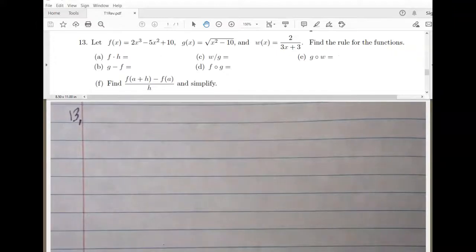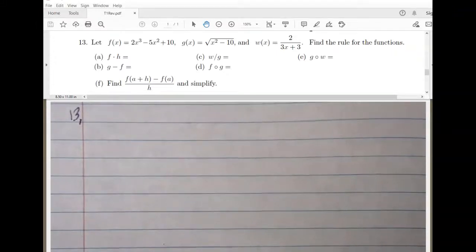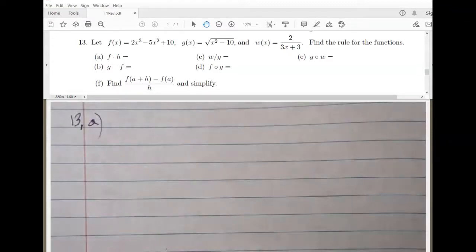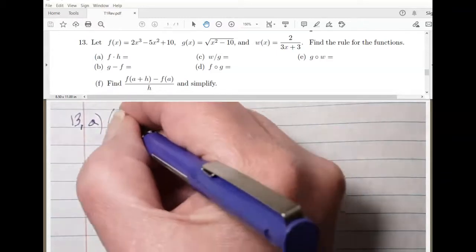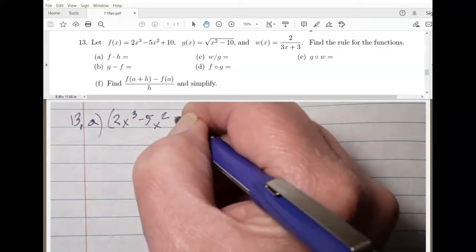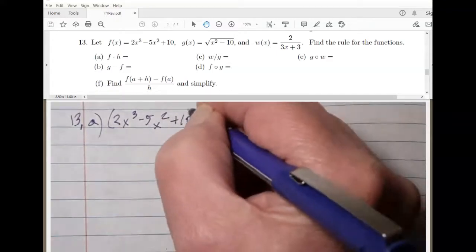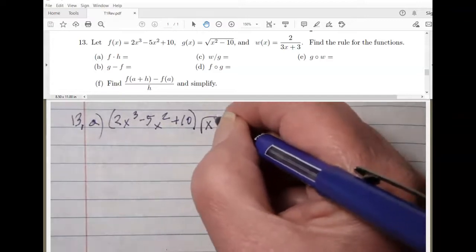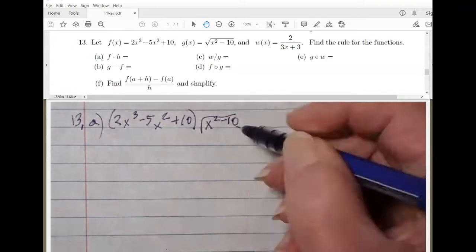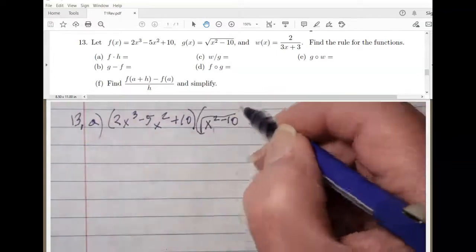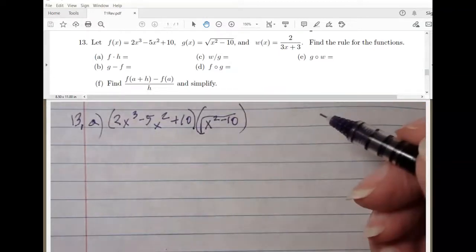For problem 13, it says find the rule, except for part F, and it says simplify. So it's a little more work. But part 13a says f times g. So we just need f, which is 2x cubed minus 5x squared plus 10, in parentheses, times g, which is the square root of x squared minus 10. Now I don't need parentheses for the second part. I do for the first. It's not wrong to put them in, so you might get in the habit of putting them in anyway.